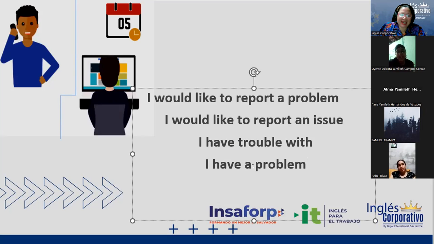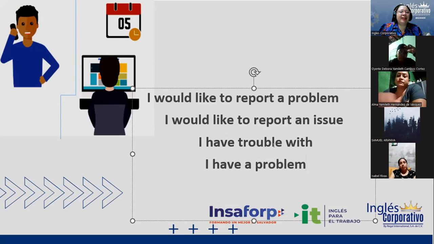Acá tenemos que en a problem sí es contable y decimos a, que no se nos olvide esto. Pero en trouble eso no es contable. Entonces, no tenemos que ponerle a, ¿sí? I have trouble with. No vamos a decir I have a trouble. No, I have trouble with. Y no voy a decir troubles, right? Voy a decir trouble.